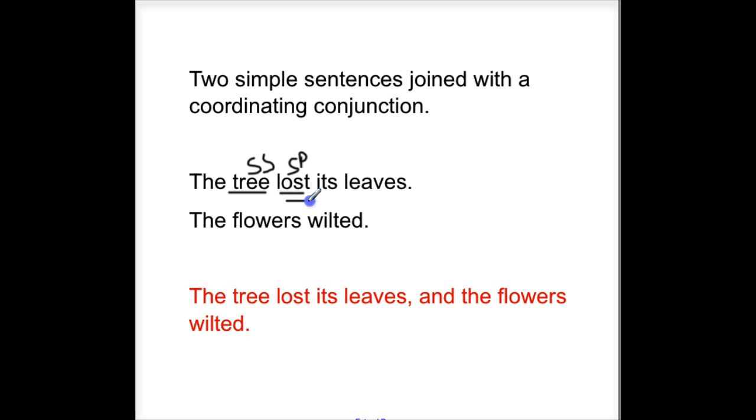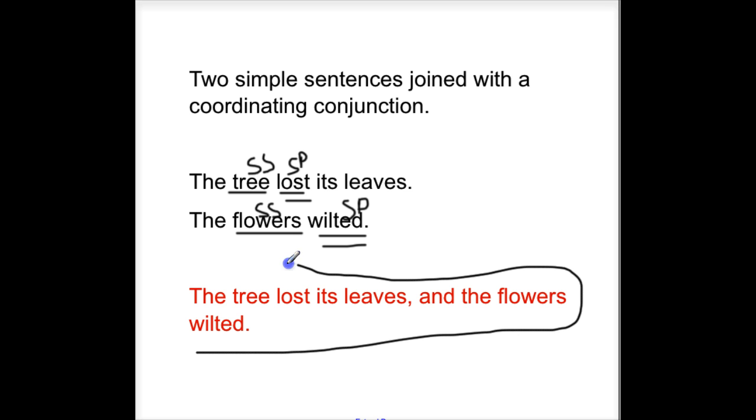Okay. Here's another simple sentence. The flowers wilted. Okay. Here's my simple subject, the who or what the sentence is about. Here's my simple predicate, what my subject is doing or being. So to make a compound sentence, the tree lost its leaves and the flowers wilted. All right, instead of having two short simple sentences, I have one longer compound sentence. And it's joined with one of those coordinating conjunctions and something else.